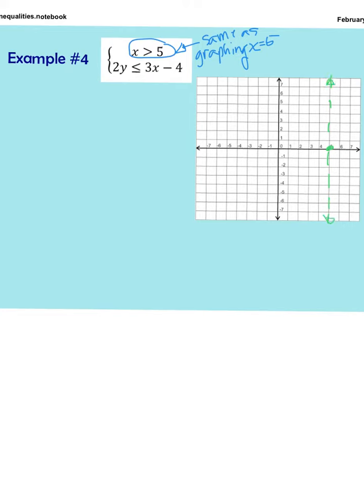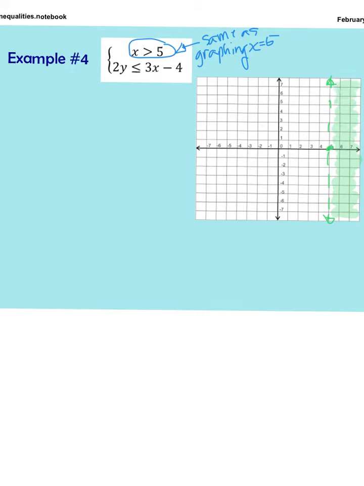Going this way. And then vertical and horizontal lines are a little bit different when you're shading. Because it's greater than, we want to shade where numbers are greater than. So just like the number line that we crossed, numbers over here are bigger, numbers in this direction are smaller. So this way is bigger, this way is smaller. So because it's greater than, we're going to shade all over here. So I am going to shade this direction.